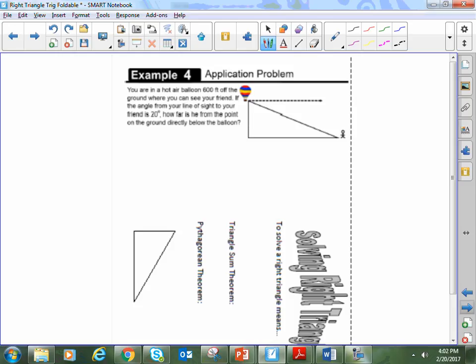So you are in the balloon. The 20 degrees that they're talking about is right there. And of course this is the 600, and it's hard to see.